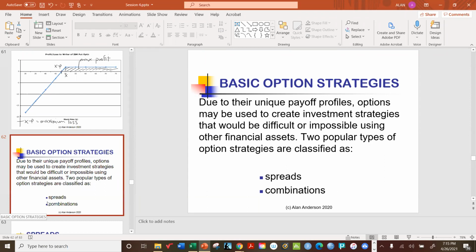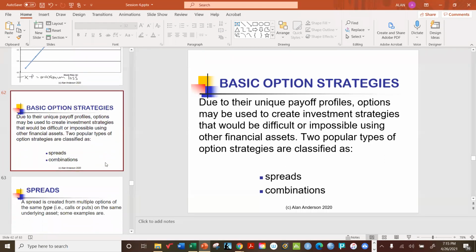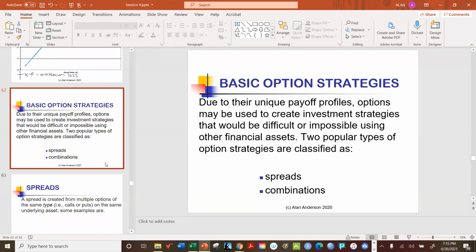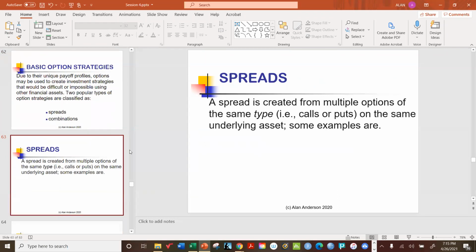All right, so a spread simply means we have two or more options that are either all calls or all puts. In other words, we do not combine them. Either we have a collection of calls or we have a collection of puts.